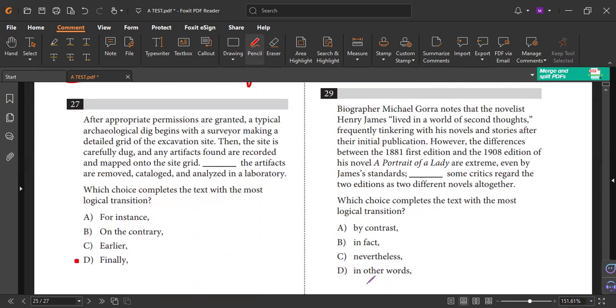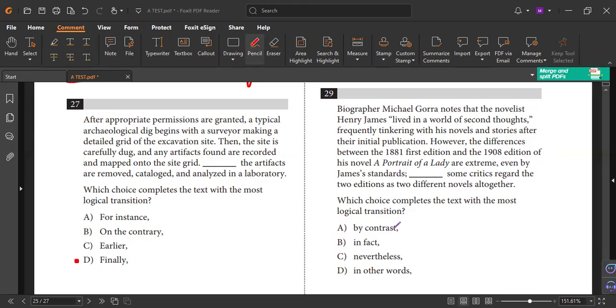29, what's yours? It's C. No, try again. Is it A? You can read again, no problem. Okay. Remember something: by contrast, you have contrast between two ideas. Where are the ideas exactly? There are no ideas. In fact, there is no contrast.